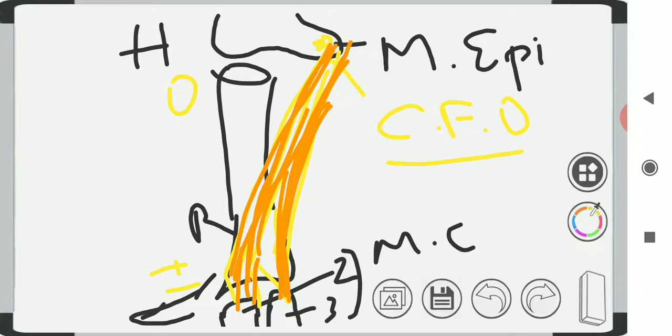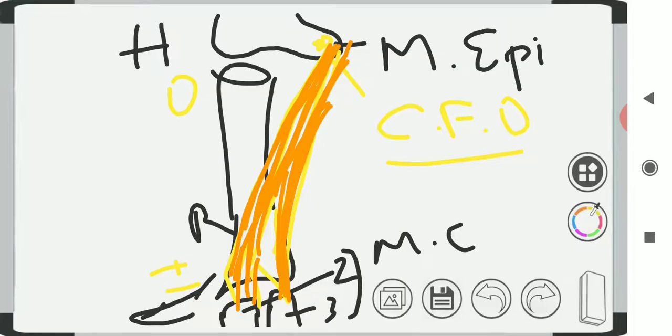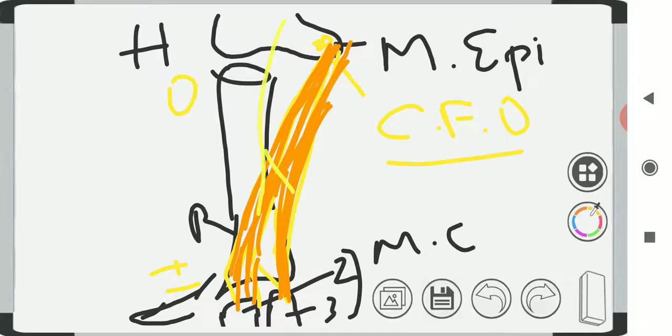So I show the muscle in brown color and the nerve supply in yellow color. Nerve supply for this is the median nerve. So why is it called the median nerve? Because it's running in the middle of the forearm. So the median nerve is the nerve supplying flexor carpi radialis.